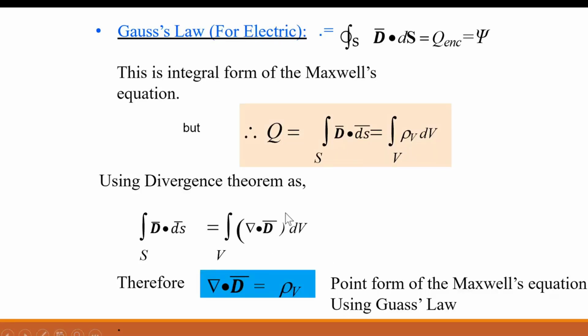Now let us equate these two equations, the first equation and the second equation. In the first equation there is a volume integration of rho v. In the third equation there is a volume integration of del dot D, right? So from equation number 2 and equation number 3, we can say that del dot D bar is equal to rho v. The volume integration can be removed, and we can write del dot D bar is equal to rho v.